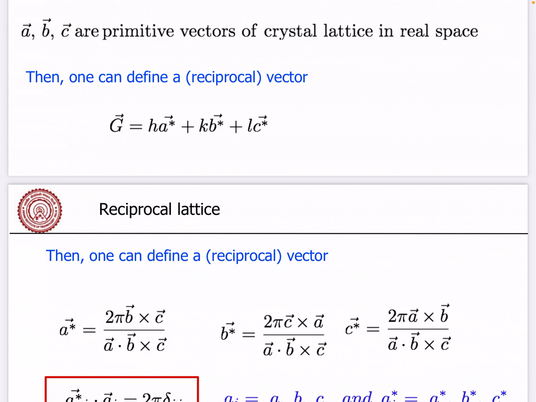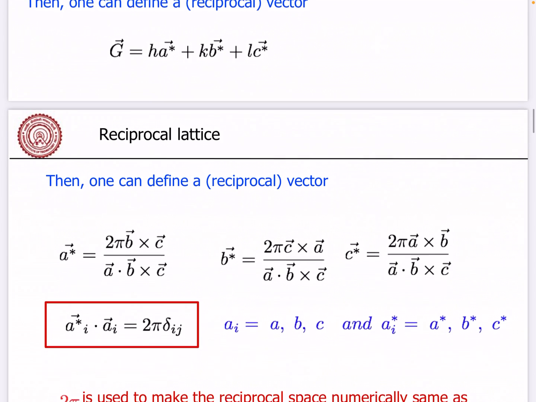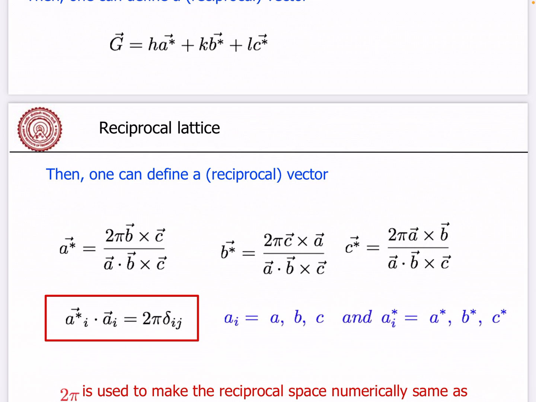So if you know the primitive vectors in the direct lattice, let's say A, B, C, then you can find the reciprocal lattice. Okay, and they satisfy this relation. So A star dot A equal to 2 pi, right? Similarly, B star dot B is 2 pi, and C star dot C is 2 pi.